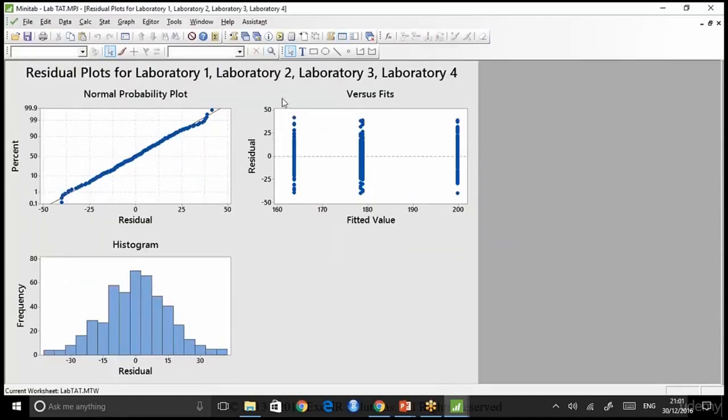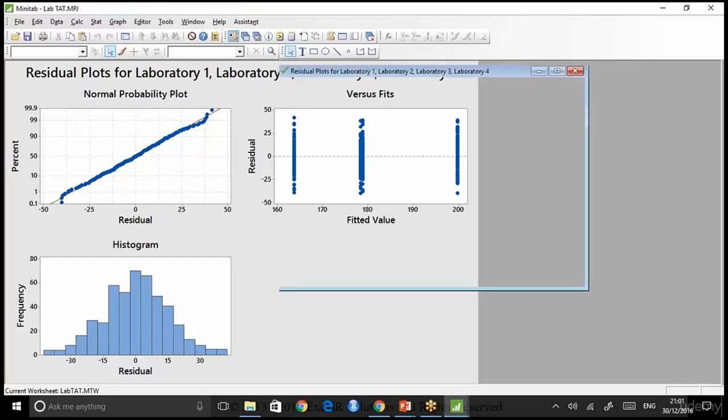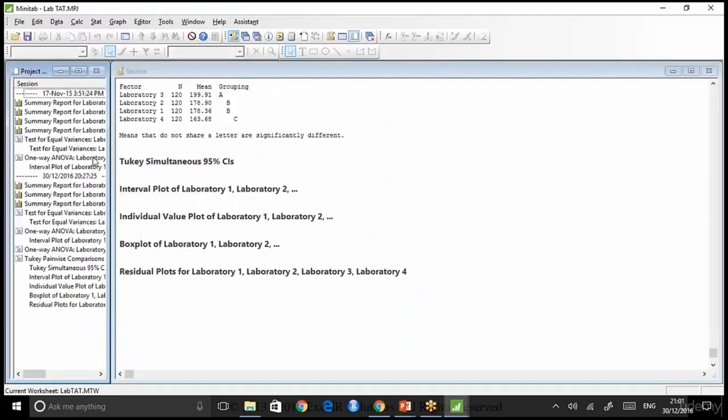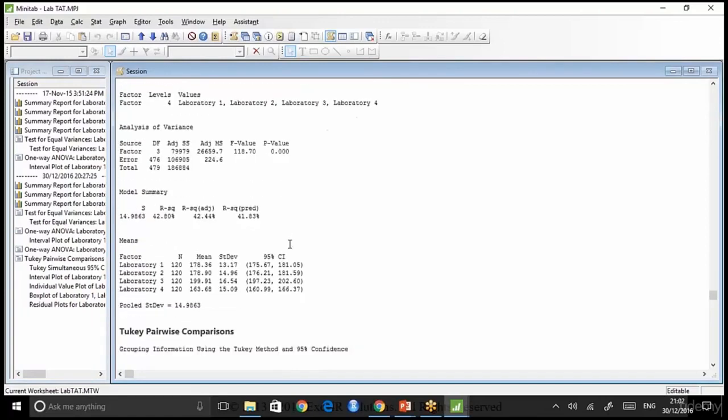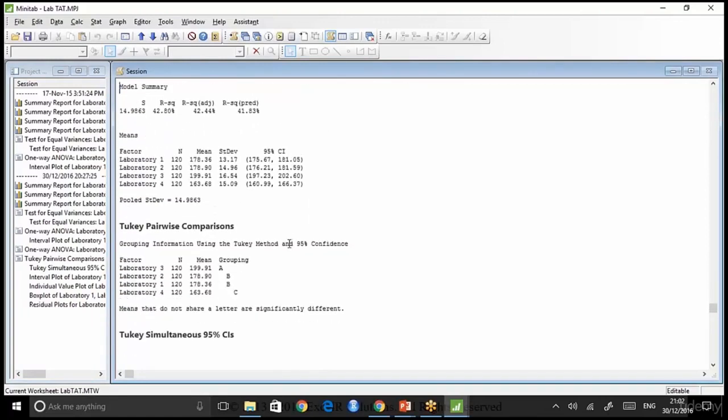Yeah, too many values, but fine, all this is fine. We will first try to click on this and go to One-Way ANOVA laboratories. Here I want to show you the Tukey values.